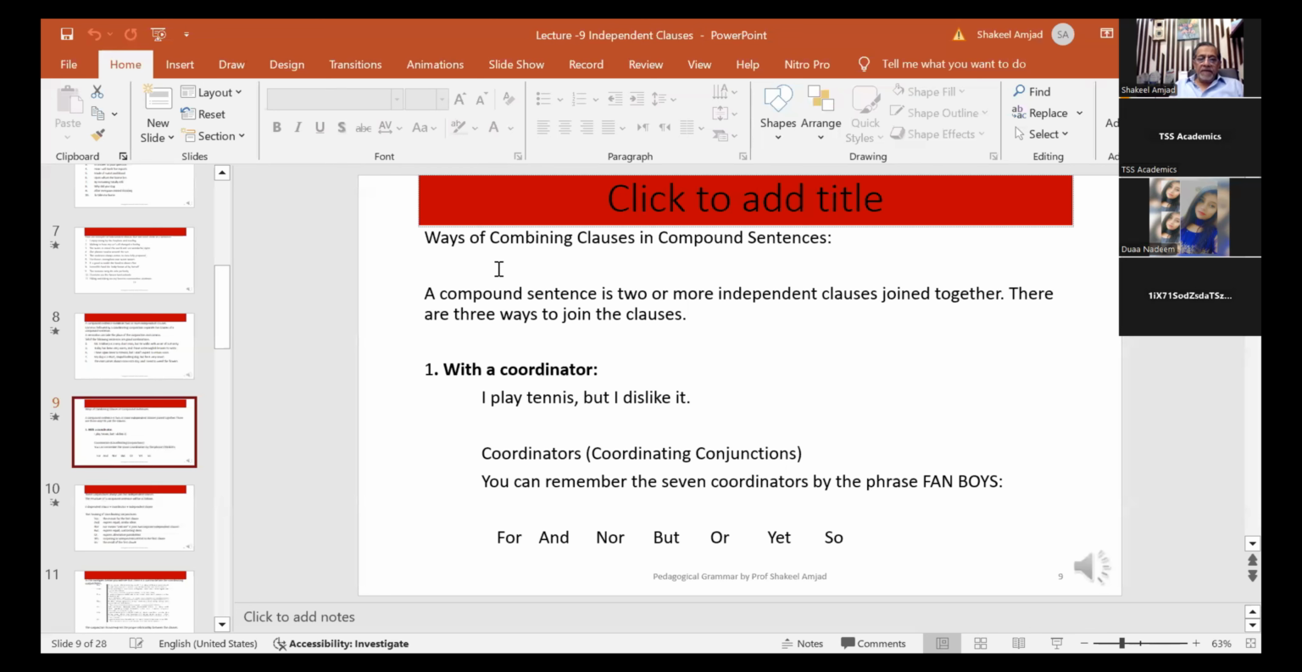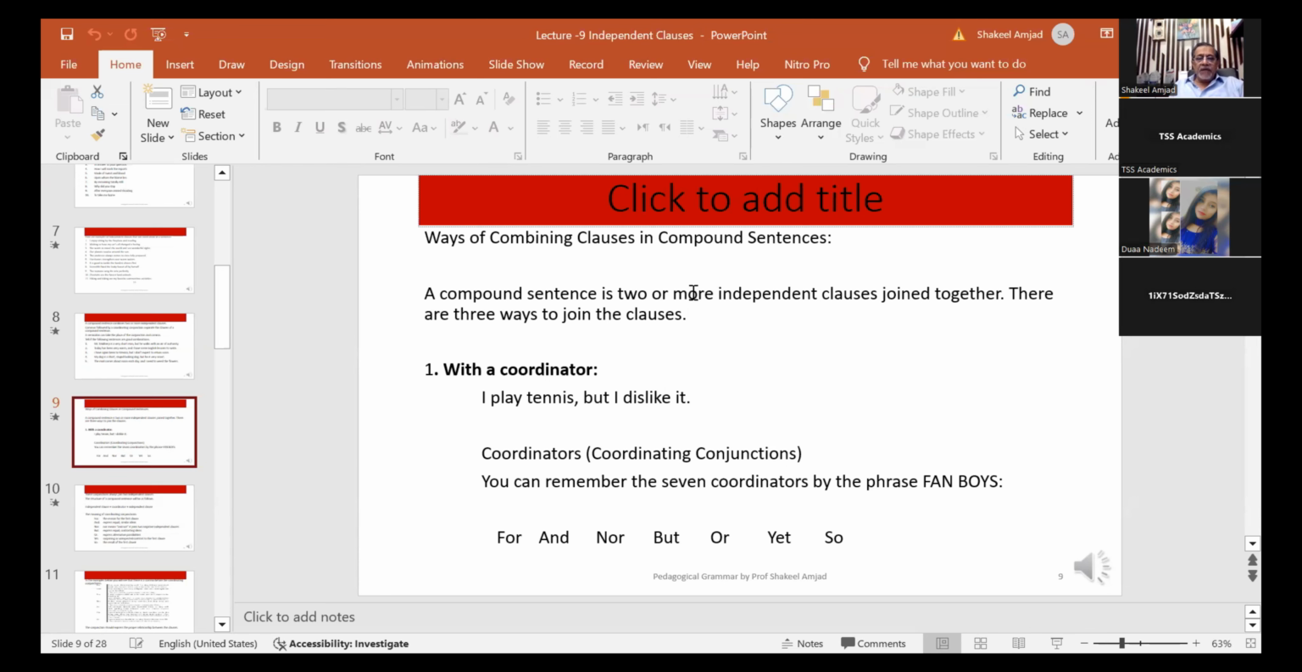Ways of combining clauses in a compound sentence: 3 ways. One, with a coordinator, FANBOYS. I play tennis, but I dislike it. यानी कंट्रास्टिंग है. खेलता भी हूं लेकिन मुझे पसंद नहीं है. राइट.